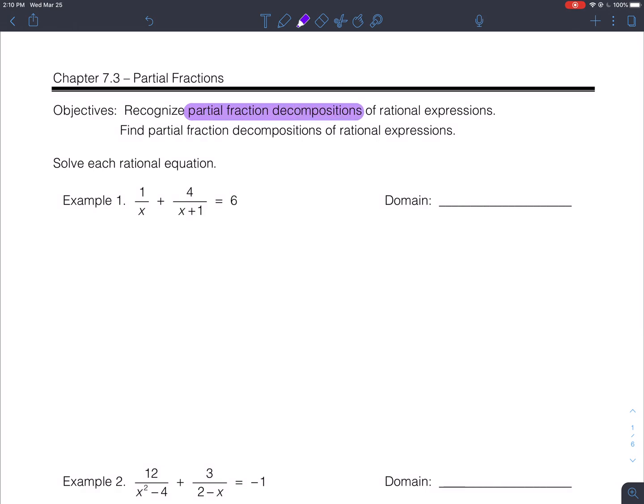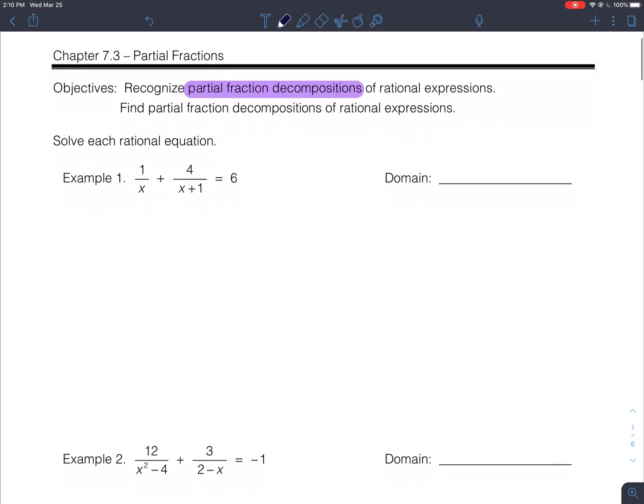of rational expressions, and recognize them, and then also find partial fraction decompositions of rational functions. Basically, the long and the short of this is that we are trying to break fractions down into smaller fractions. We've done some of this with basic numbers before, but now we're doing it with rational expressions.